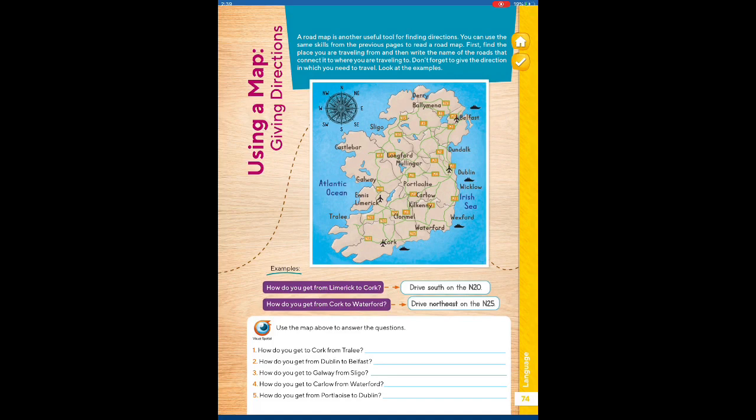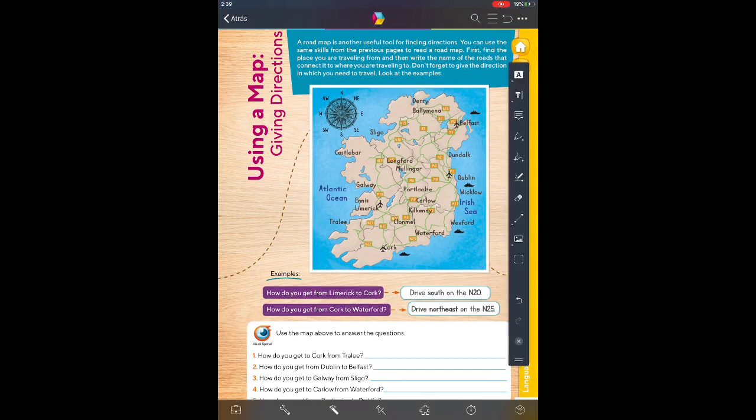So don't forget to give the direction in which you need to travel. Look at examples, okay? So examples. How do you get from Limerick to Cork? So, how do you get from Limerick to Cork?